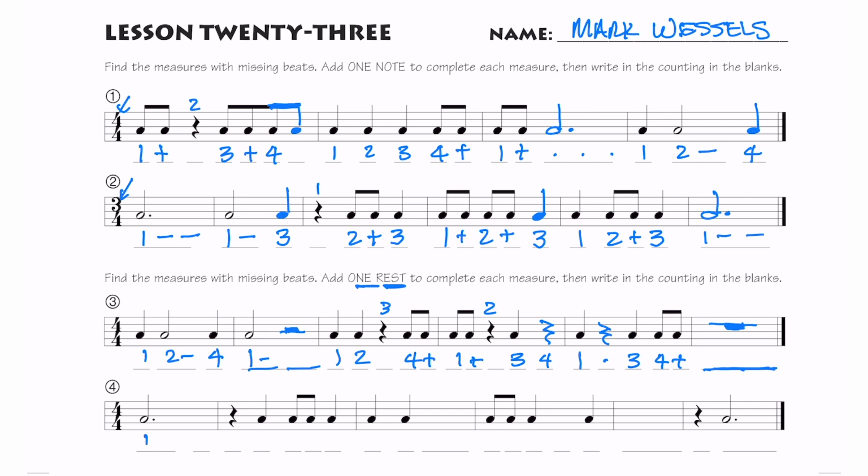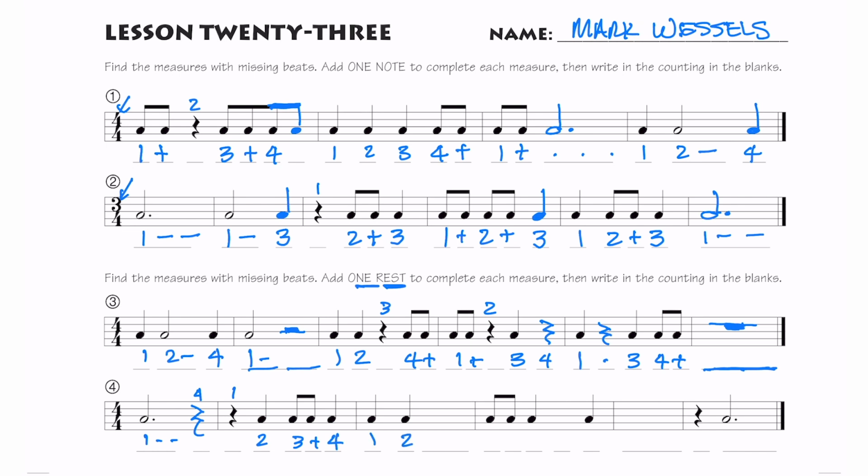So my dotted half note is 1, 2, 3. I'm resting on count 4, which is only one count. Remember, it's a rest, not a note. Okay, here's 1, here's 2, 3, and 4. So that measure is complete.